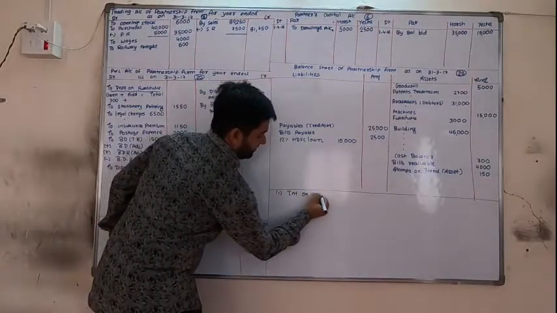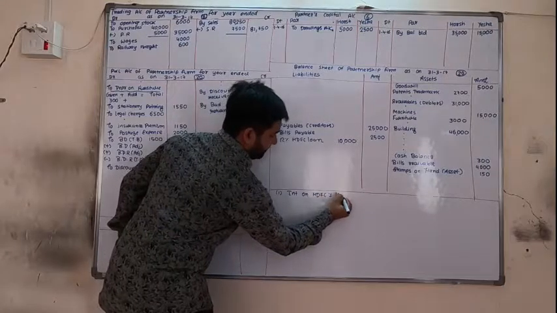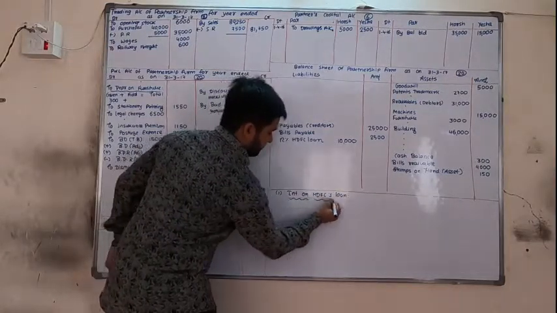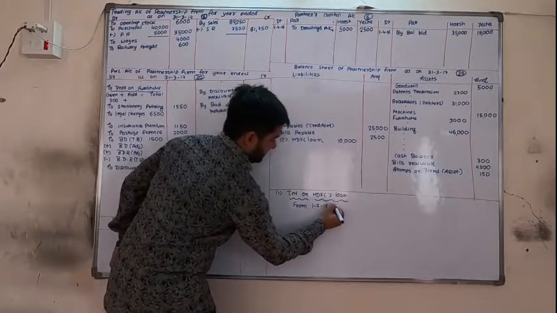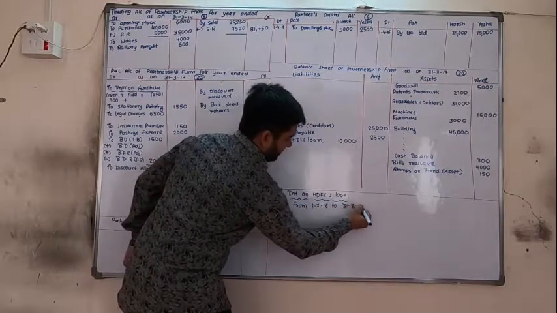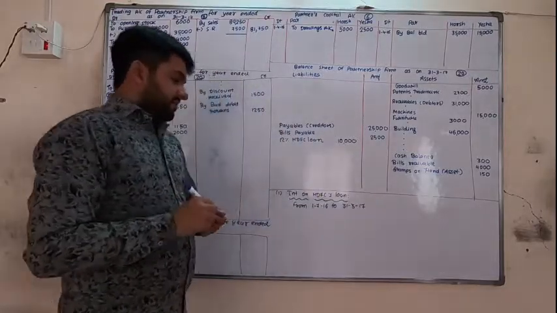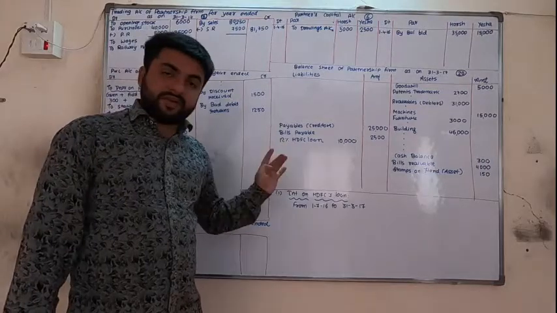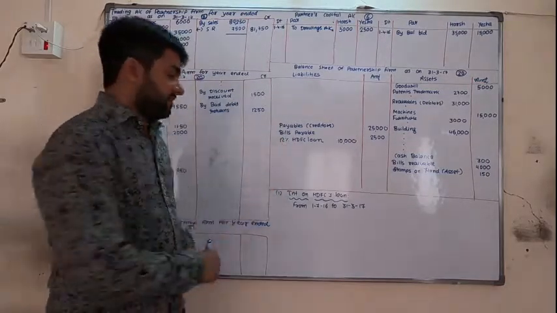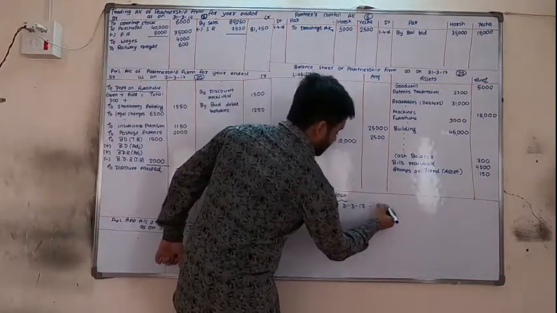Interest on HDFC's loan. Now this loan is from 1/7/60 and our year ends on 31/3/70. 7, 8, 9, 10, 11, 12, 1, 2 and 3. So it is 9 months.